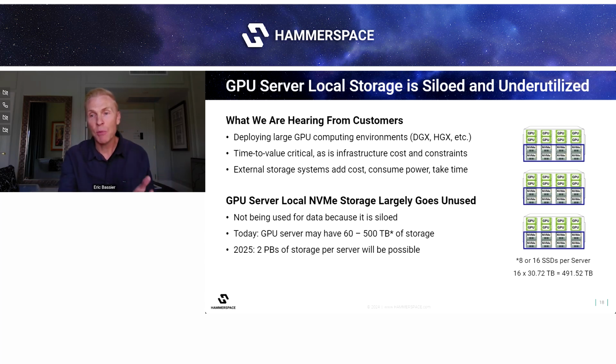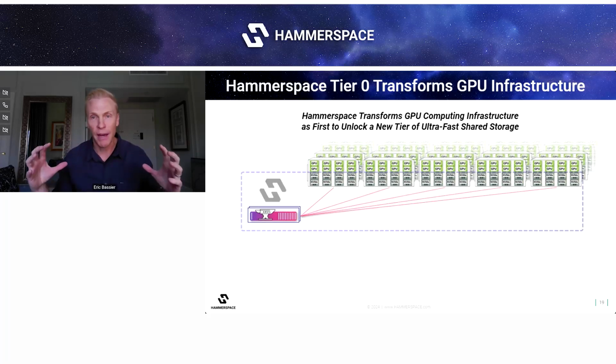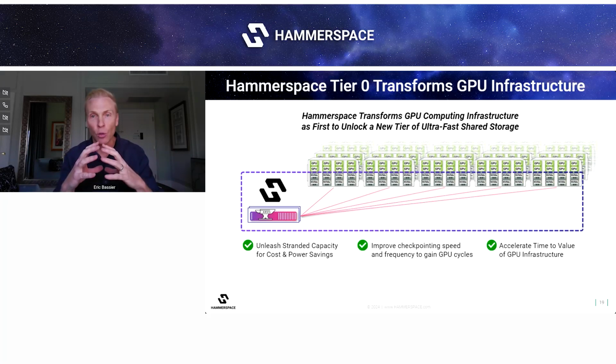And so what Hammerspace has now done with the latest version of our software is we can make that stranded capacity inside of these GPU servers part of the Hammerspace global data platform. We can make it part of a global namespace. And by doing so, we unlock a new tier of ultra-fast shared storage that we call tier 0. By unlocking the use of that capacity, you're going to be able to reduce the amount of external storage that you need. So you're going to reduce costs, you're going to reduce power.